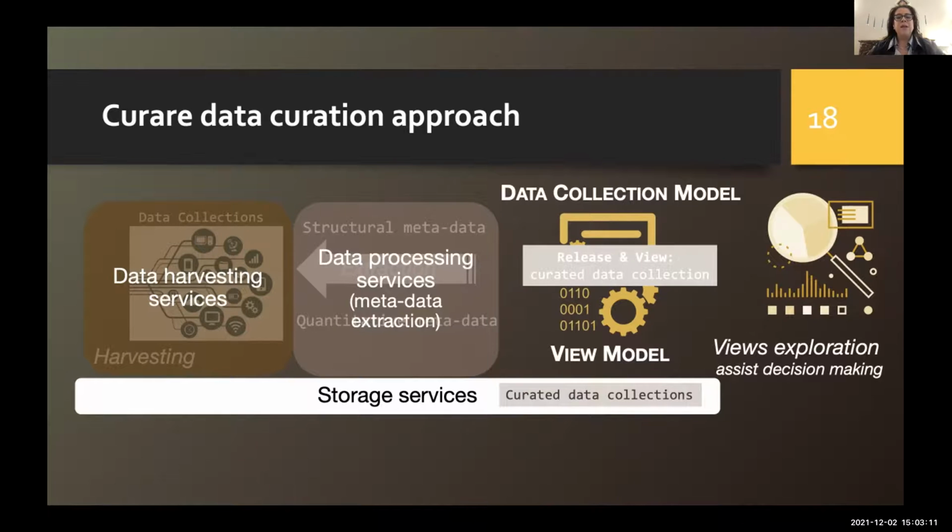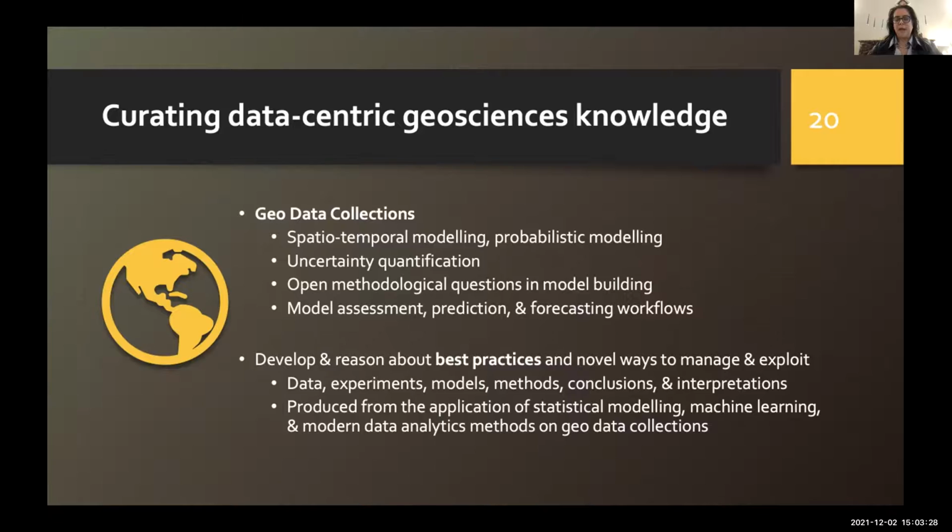You have harvesting services, you have data processing services to extract semi-automatically the metadata, then you have representations of it, and then you have exploration solutions so that you can choose your data. And underlying that, you have storage services, like the ones that I described. Okay, so I'm just finishing. And so what happens in geosciences with respect to that?